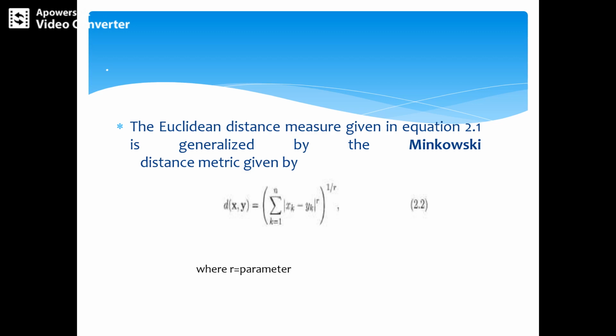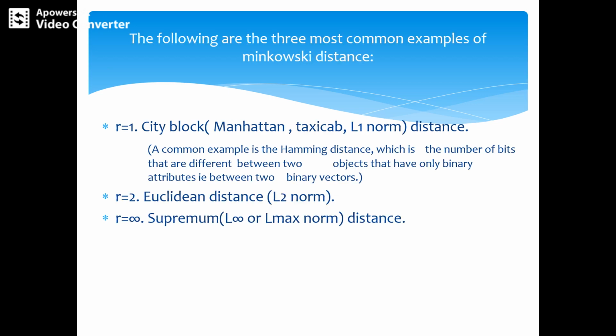So to the power 1 by r, where r is the parameter. Absolute value will be taken here. Why is r a parameter? Because we need to define it. Our most common example of this Minkowski distance has the following three most common cases, where r takes different values.